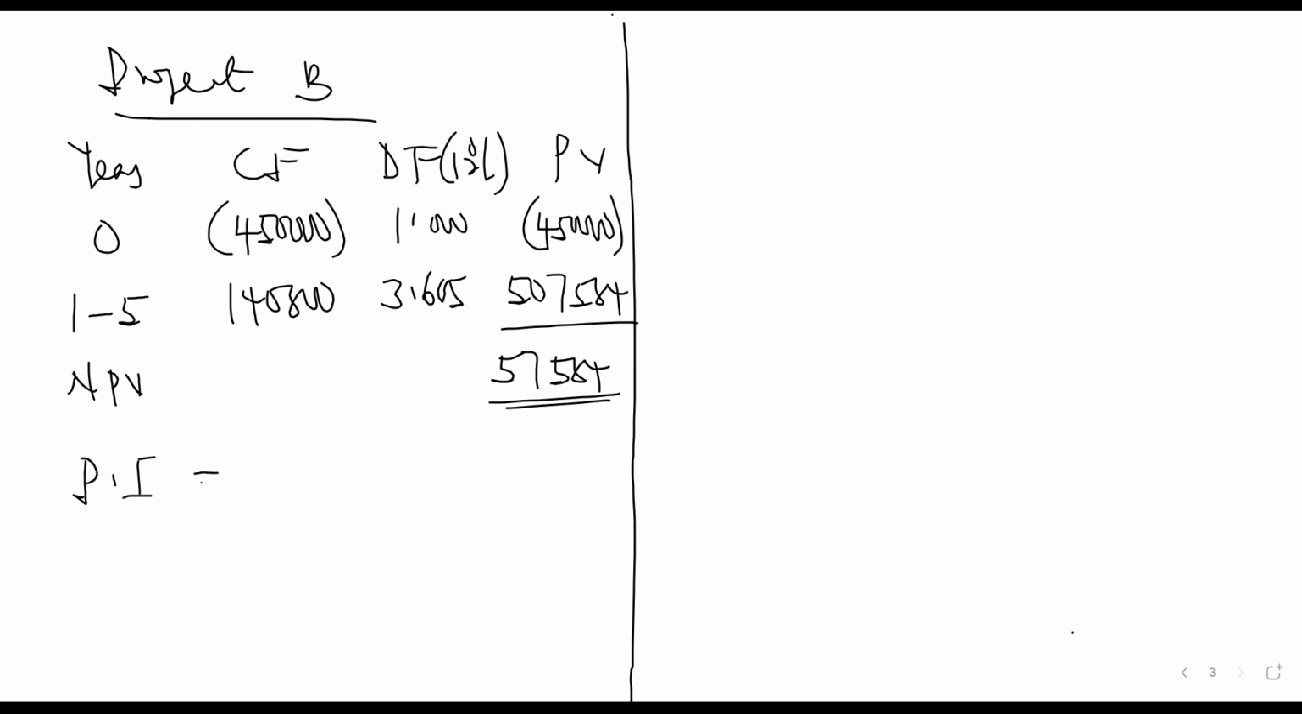Profitability index can be calculated straightforward from this one. This will be 507,584 divided by 450,000. Or someone can use this and add 1 to the answer. What are you having?